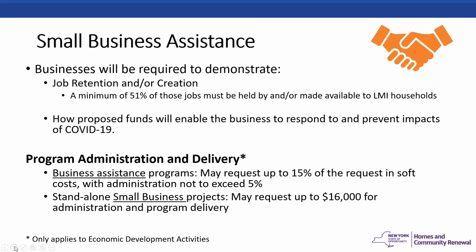There are administrative program delivery funds, or soft costs, associated with the grants. For small business assistance, the overall soft costs are not to exceed 15%. So that's grant administration, program delivery, and training, with administration itself not to exceed 5%.